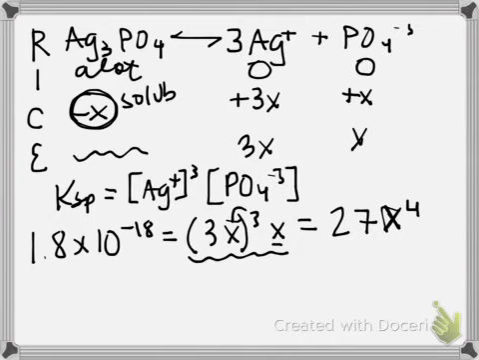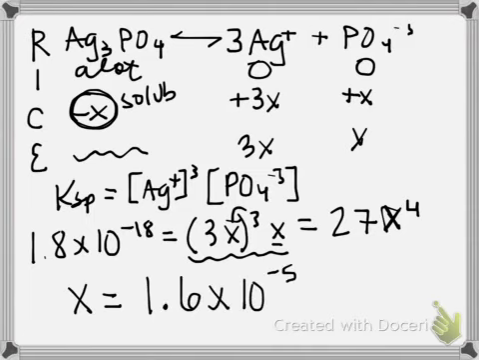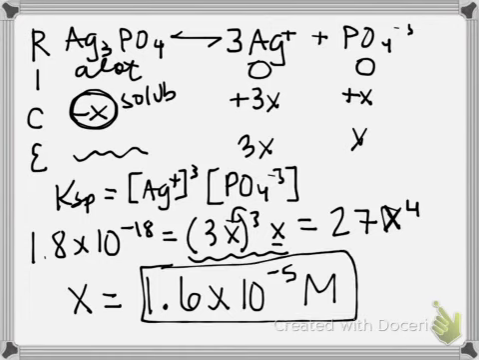If you don't know how to do 4th root, you will raise to the 1/4 power, and that's how you solve for that. So feel free to pause for a second and solve for your x value. When you do, you get x, which is the solubility, so this is the answer. You get 1.6 times 10 to the negative 5th, and it's molar, because that's the molar solubility.